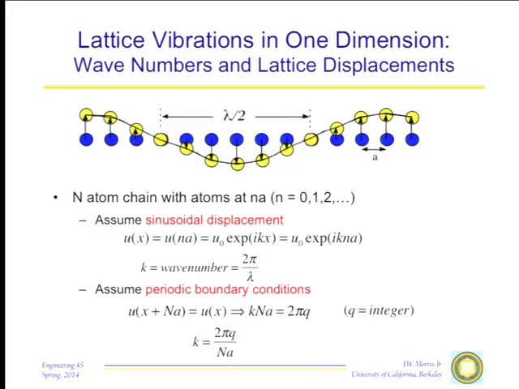Let's assume that we have N atoms. They're separated by distance a, so the atom positions are na, where n is an integer, 0, 1, 2, and so on up to N. And let's assume a sinusoidal displacement. u(x), that is the displacement in this perpendicular direction, is of course only defined at positions na. We don't know what it is in between them.